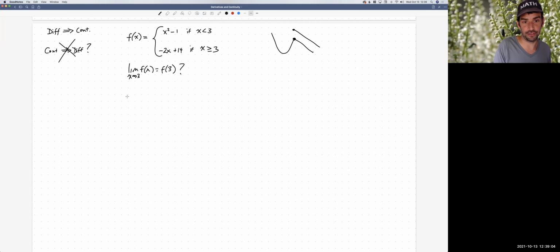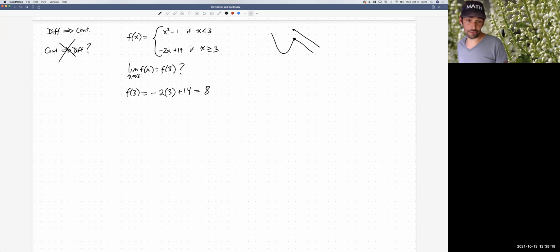Well, let's just compute this. f of 3 is a bit simpler. If x is greater than or equal to 3, we use this linear part of the function. So we're at 3, so we're using negative 2 times 3 plus 14. 14 minus 6 is 8. So the value of the function is 8.